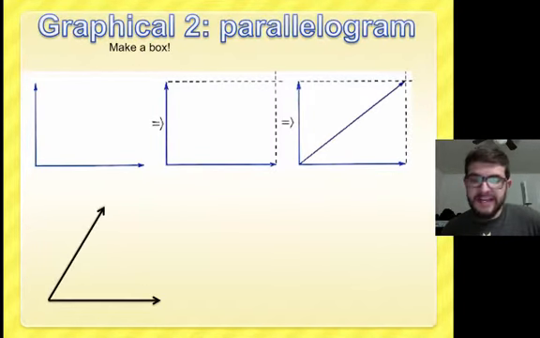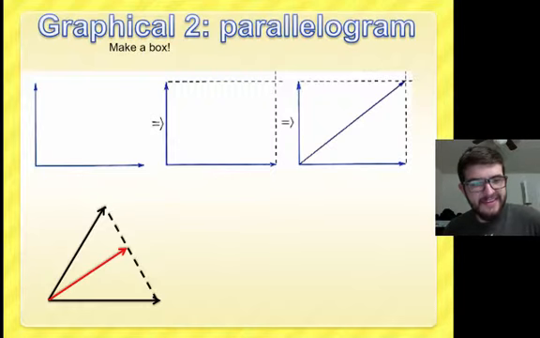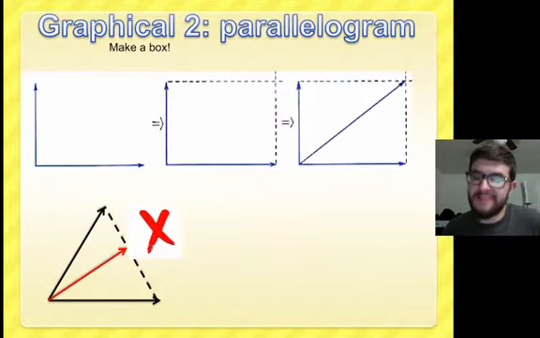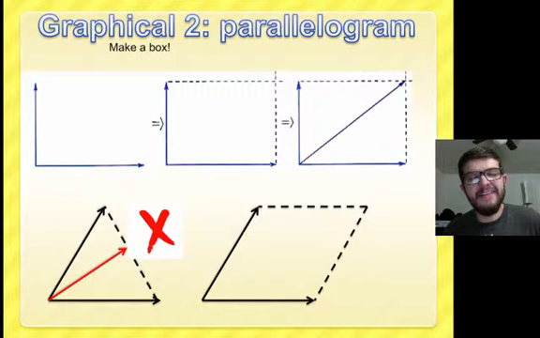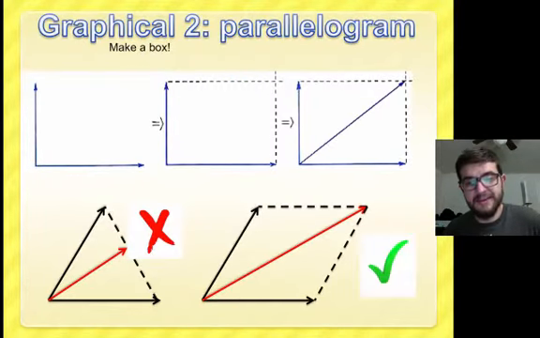Okay? Here's a common mistake I see a lot of people do. They take their two vectors and they connect the dots. And that is not a parallelogram. If you paid attention in geometry, that is a triangle. So that is not the right way. But if we, instead of connecting the dots, are using them as guides to make a parallelogram or a box, then we can draw the diagonal and there's our resultant vector.